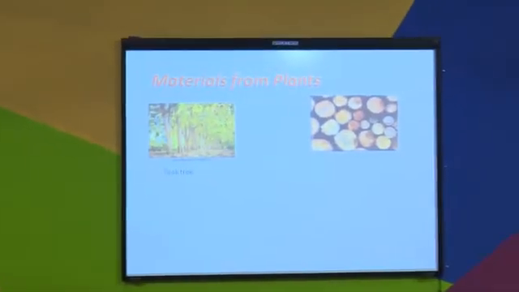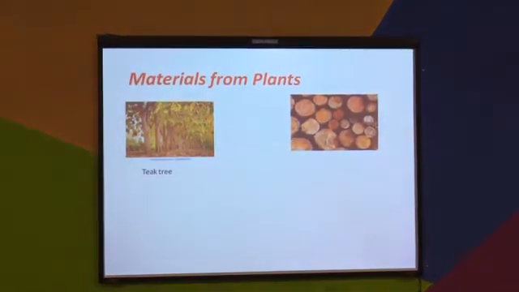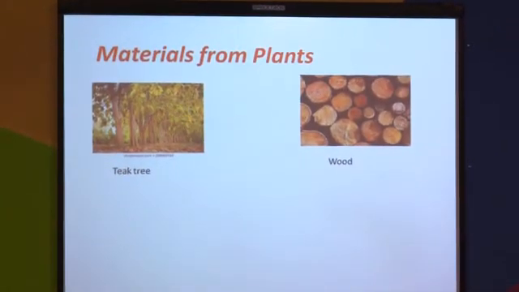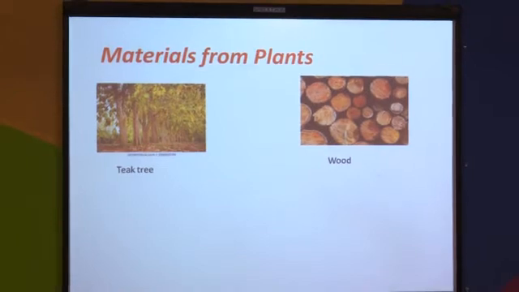Yes or no? So we get many of these materials from nature. Now we will see one by one. Okay. Now what are the materials we are getting from plants? Now we will see. See, what is this? Teak tree. One type of tree. Okay. When we cut this tree, we get the wood from this tree. Yes or no? Okay. And we get timber.